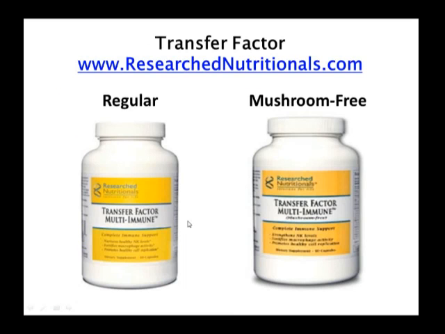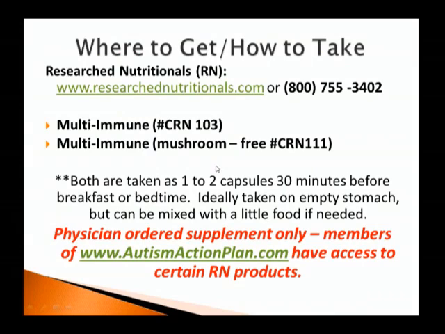There are a number of companies that have transfer factors. I use products from a company called researchednutritionals.com. This is their standard transfer factor. One is regular, the other is mushroom-free. They don't have the Chinese mushrooms, the shiitake, the maitake mushrooms, which could be helpful for the immune system. Some people who are really, really yeast sensitive, or mushroom sensitive, can use the mushroom-free version. And they're very, very nice. They're called multi-immune. These are the code numbers.